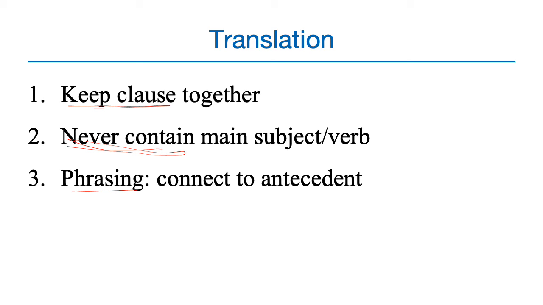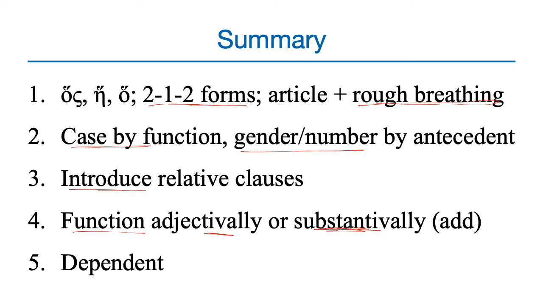What is it standing in place of? In summary, the Greek relative pronouns are hos masculine, he feminine, ho neuter. Number 1, it follows the 2-1-2 form and it has the rough breathing. Number 2, the case is determined by the function, the gender and number by its antecedent. Number 3, a relative clause will always introduce a relative pronoun, a relative pronoun will always introduce the relative clause. Number 4, when it is functioning as an adjective or substantively, you can add other words to bring it out. It is dependent. It will never have the main subject or the main verb of the sentence.